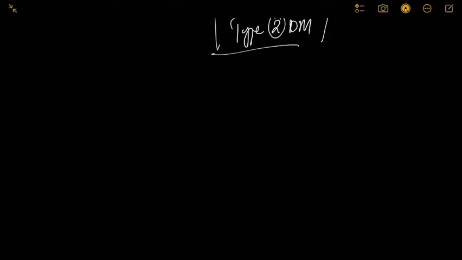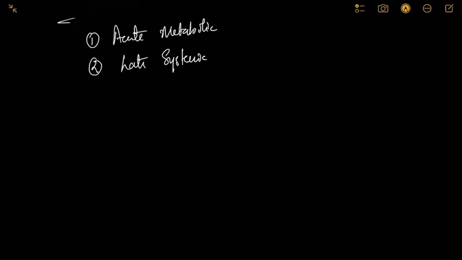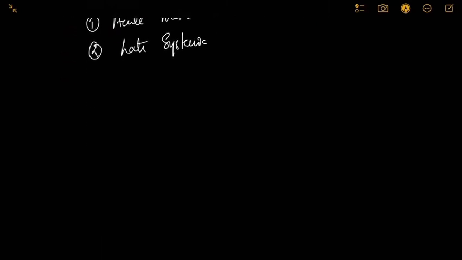So now let's come to the complications of diabetes mellitus. Diabetes mellitus has two complications. The first being acute metabolic complications, and the second being late systemic complications. Let's start with the pathogenesis of the acute metabolic complications.